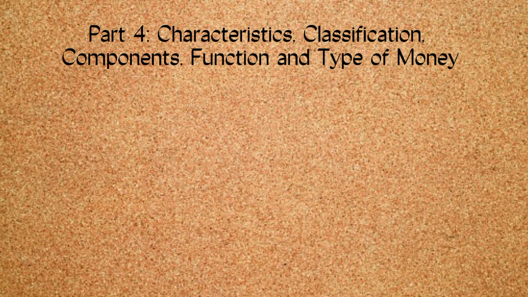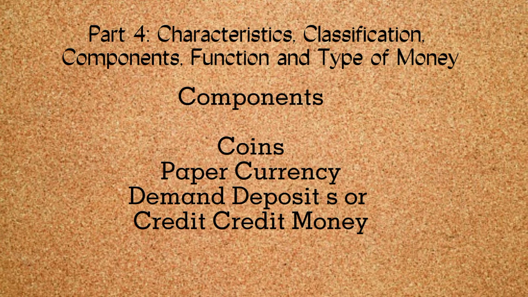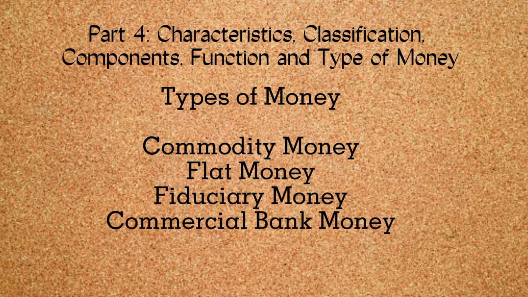Part 4: Characteristics, Classification, Components, Function, and Types of Money. In this lesson, I learned the different components of money, which are coins, paper currency, and demand deposit or credit money created by the commercial banks. Also, the types of money, which are commodity money, fiat money, fiduciary money, and commercial bank money.